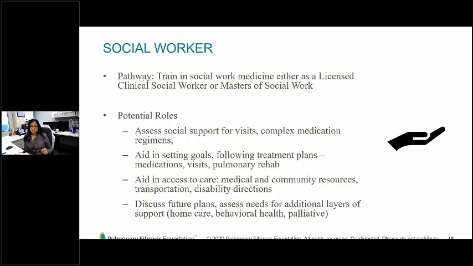The social workers can work on helping set goals and following treatment plans, including keeping up with medications, visits, and pulmonary rehab. They can aid in access to care, so they'll look into medical and community resources. Oftentimes this can also involve transportation. If there are questions about disability, they have a wealth of knowledge on these areas. And again, this is another member who is advocating for the patient, looking at how can we make life better for that person.